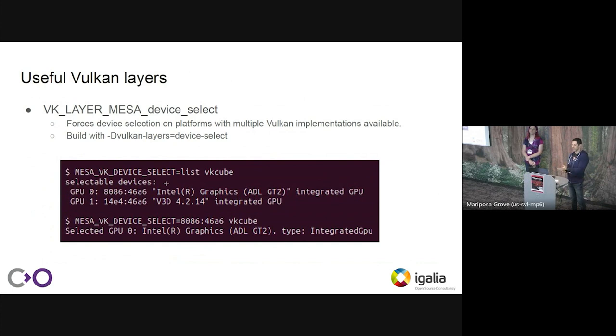So the idea here is this, when the layer is active, it will check this MESA_VK_DEVICE_SELECT environment variable. If you set it to list, it will just dump the list of implementations that are available. And you see here there is a hexadecimal ID for each one, and then you can use that to choose the one that you want. You pass it to the same environment variable, and it will force selection of that particular implementation.